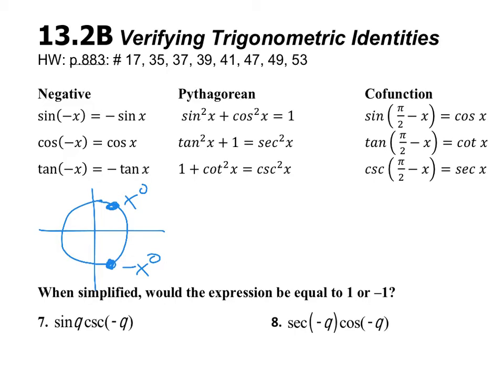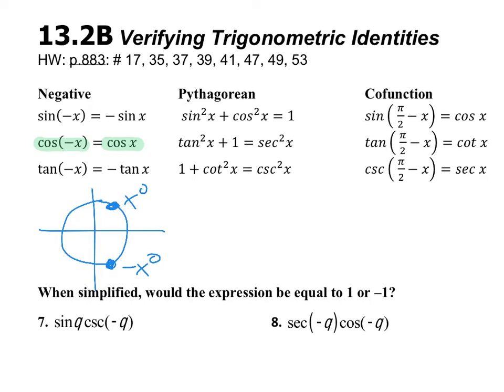Okay, for those two spots, do those have the same x-coordinate or are the x-coordinates opposite of each other? Well, in quadrant 1 and in quadrant 4, your x-coordinate is positive for both. So because these two angles have the same x-coordinate, cosine of x is equal to cosine of negative x.